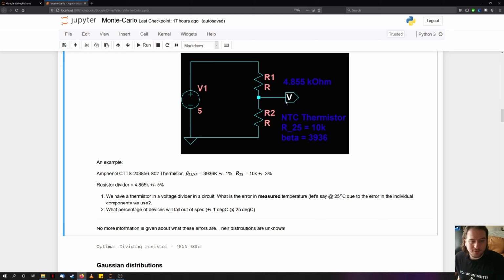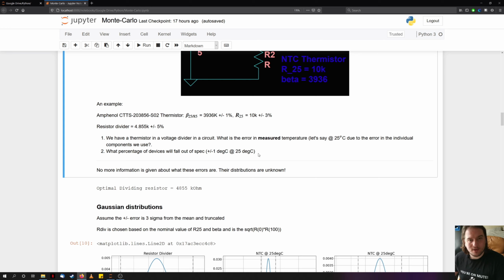And then going one further, we can say, if we then get the spread of temperatures that we would calculate after measuring voltage, what percentage of these devices would actually fall out of spec? And the spec here we'll define as being within plus or minus 1 degree Celsius of this 25 degrees.